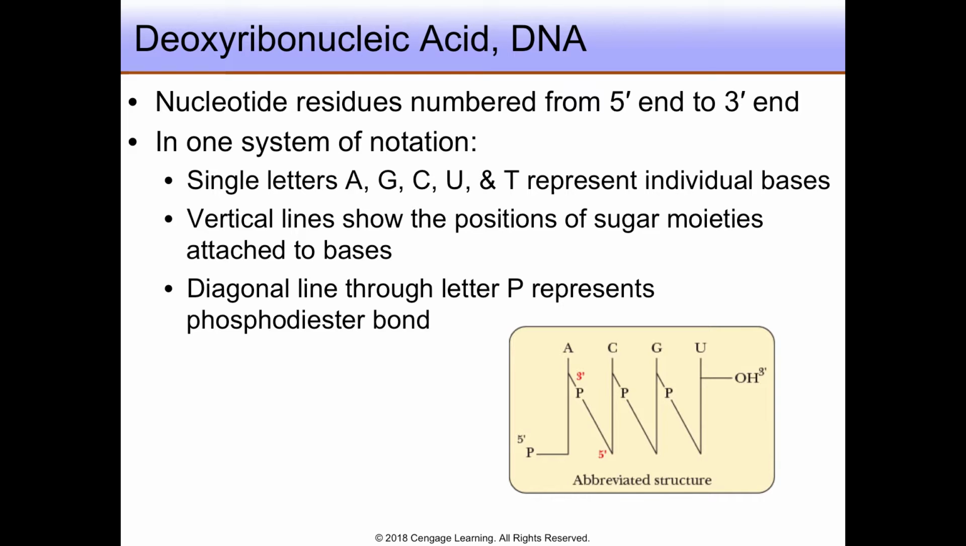First, we can simply list the order of bases by using single capital letters to represent the identity and sequence of the nucleotides. A more complete representation is shown below, with single letters representing the identity of the bases and vertical lines to show the positions of the sugar moieties attached to those bases. A diagonal line through the letter P represents the phosphodiester bond. Note that the 5' end contains a phosphate or P, and the 3' end the terminal hydroxyl.